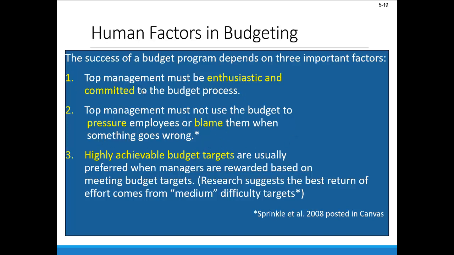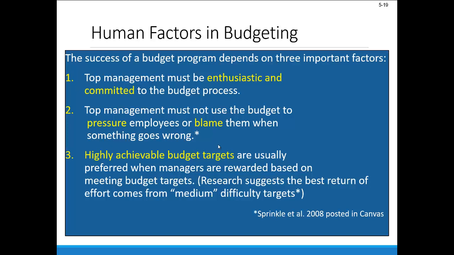Now, you may be thinking, well, if we're not going to use them to look for faults or areas of improvement, what's the purpose of using them for control? There's a very fine line we're sitting on here in terms of using budgets to improve, to get better, versus just to blame and use them as a punitive thing. And fitting with that, number 3, typically if managers are being rewarded based on meeting budget targets, we want to have some kind of highly achievable target or goal. We don't want targets that are impossible for anyone to hit.